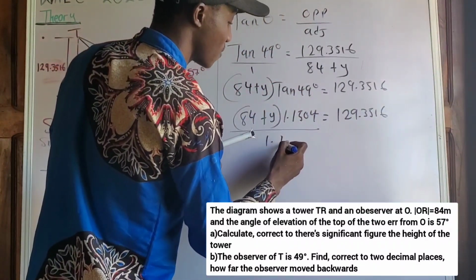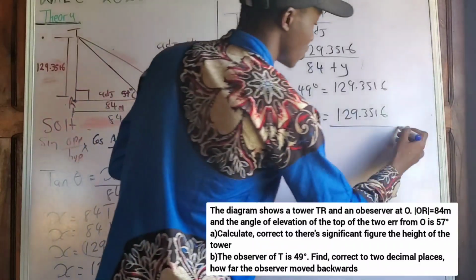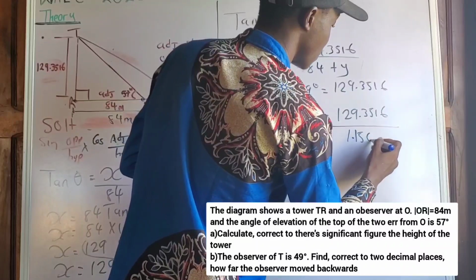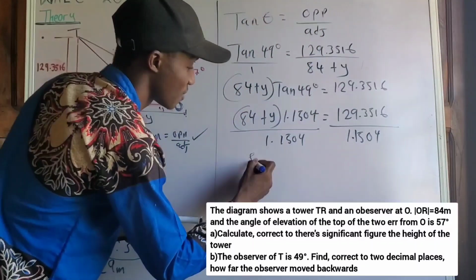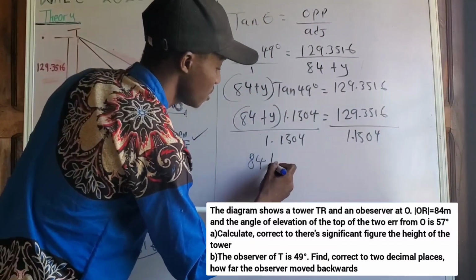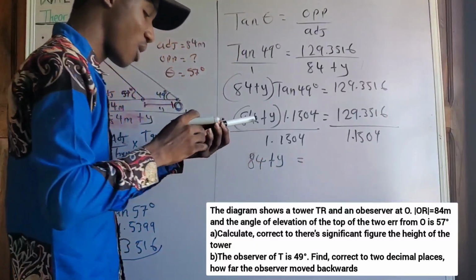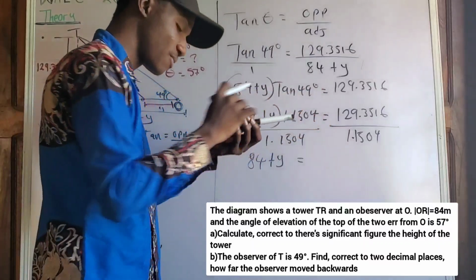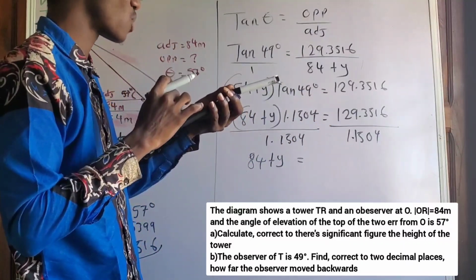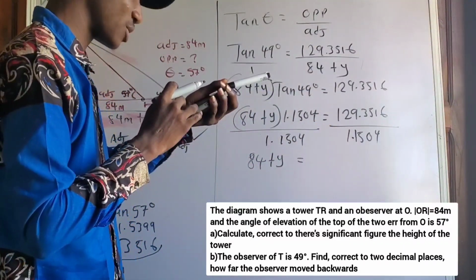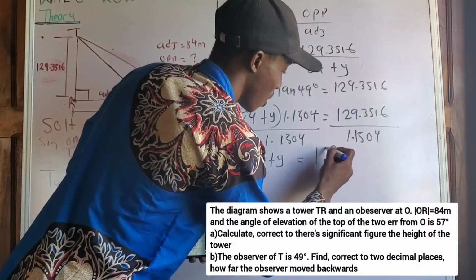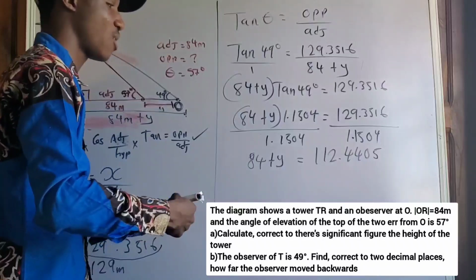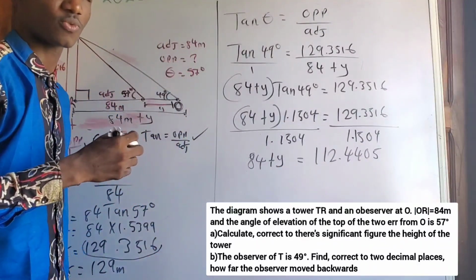This over 1.1504 and this over 1.1504. I'm going to have 84 plus y equals 129.3516 divided by 1.1504. That is 112.4405. Okay, now don't forget the goal is to find the value of y.